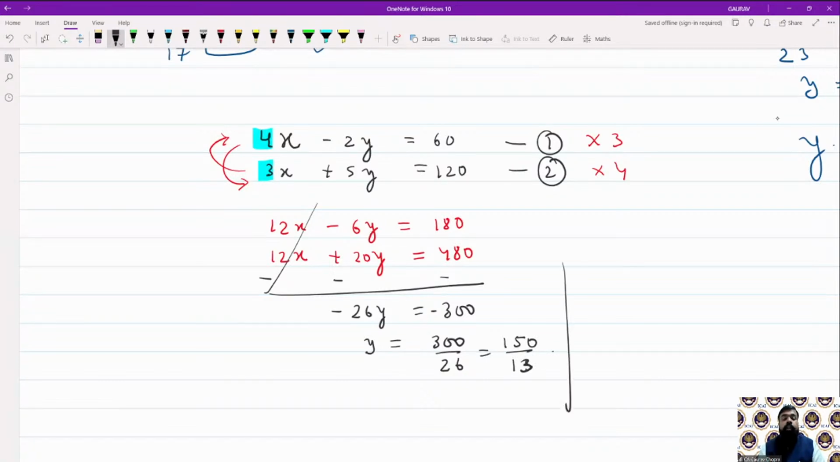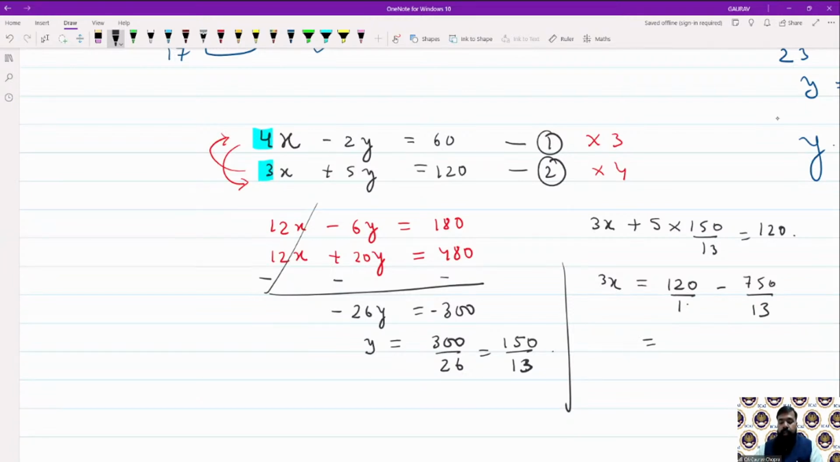150 by 13. This is the value of y. Now, in order to find the second value, that is x, 3x plus 5 into 150 by 13 is equal to 120. So now 3x equals 120 minus 150 into 5, which is 750 by 13.